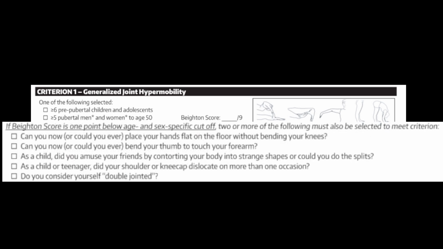So the questions are, can you now or could you ever place your hands flat on the floor without bending your knees? Can you now or could you ever bend your thumb to touch your forearm? As a child, did you amuse your friends by contorting your body into strange shapes, or could you do the splits? As a child or teenager, did your shoulder or kneecap dislocate on more than one occasion? Do you consider yourself double jointed?